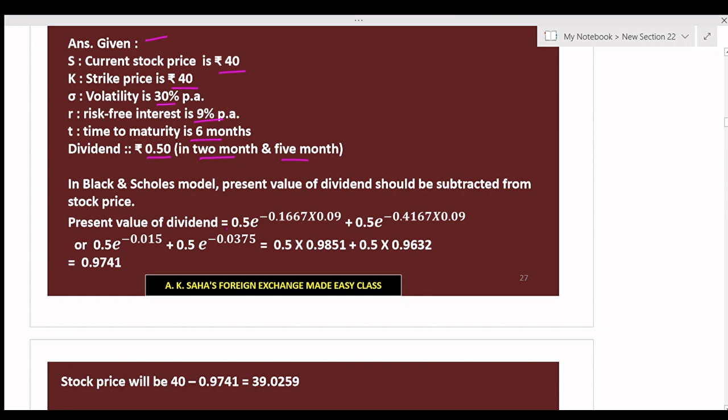So the present value of the dividend is 0.5, the dividend amount, into e to the power minus 0.1667 into 0.09, that is T into R, plus 0.50 into e to the power minus 0.4167 multiplied with 0.09, that is for 5 months, 5 by 12, which is 0.4167, multiplied with R. That comes to 0.5 e to the power minus 0.015, plus 0.5 e to the power minus 0.0375, which is equal to 0.9741.